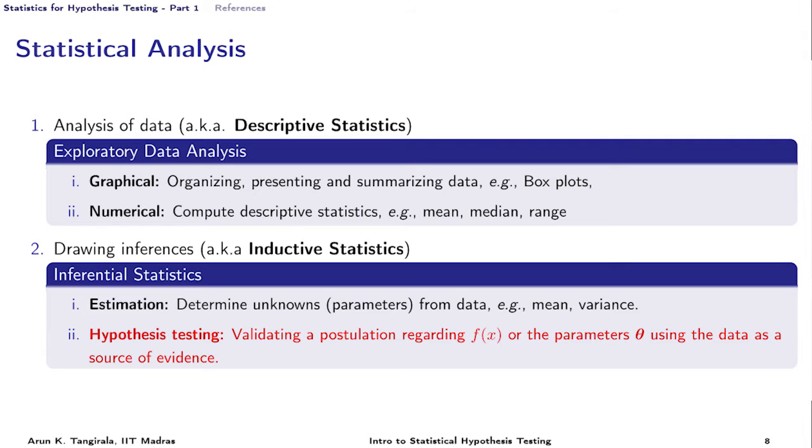Once we are done with that, then we move on to drawing conclusions, where we move into the world of inferential statistics. This is where now I am going to estimate certain parameters and draw some conclusions about the population, either the population or the population parameters. And in particular, we are interested in hypothesis testing, which is concerned with validating some postulates about the population based on the estimates that I have obtained.